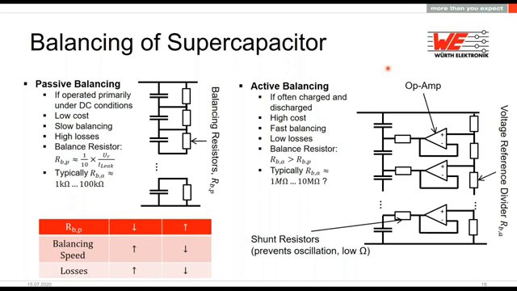Active balancing is used when you have charge and discharge cycles very often. It's high cost compared to a resistor that you would use for passive balancing, but it's also quite fast and you have no loss. So imagine you place a quite low passive resistor and want fast balancing. Then you also have a high leakage current, for example.